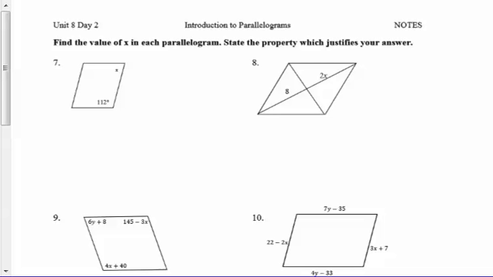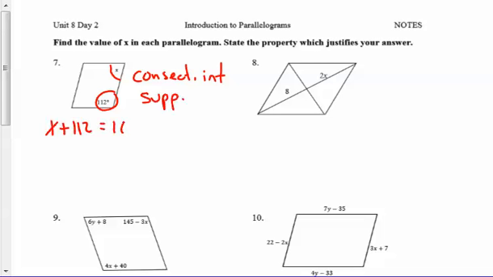Now I'm thinking, which property can I use? These are consecutive interiors. And what do I know about consecutive interiors? They are supplementary. That means x plus 112 has to equal 180. That means x has to equal 68.